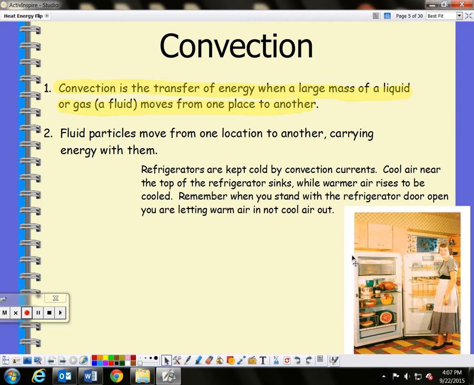Whether it's a refrigerator like this example, cold air near the top of the fridge. If you look in your fridge, you actually have a fan up there, or condenser. The cold air comes from the top, sinks to the bottom, and all the warm air down here at the bottom rises up. And you have this convection current happening in the fridge or freezer.